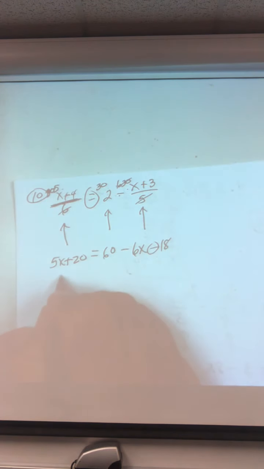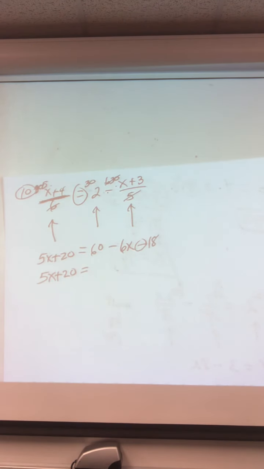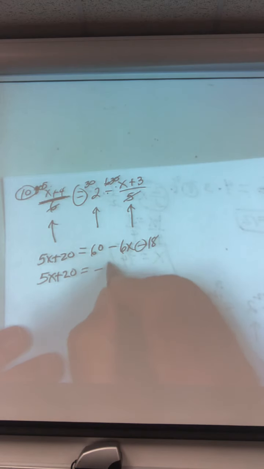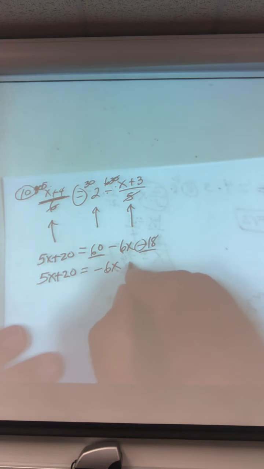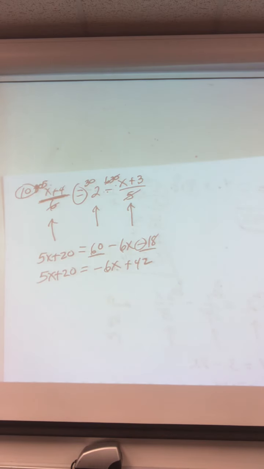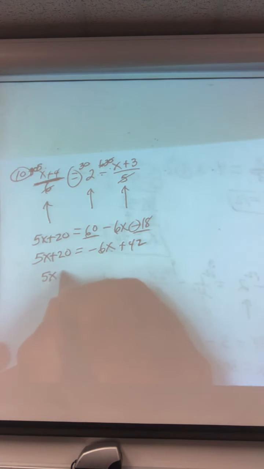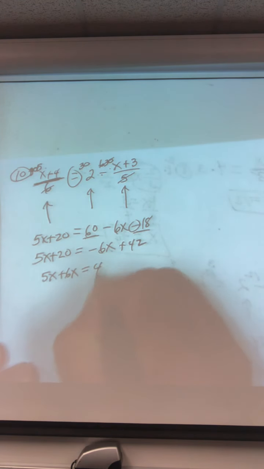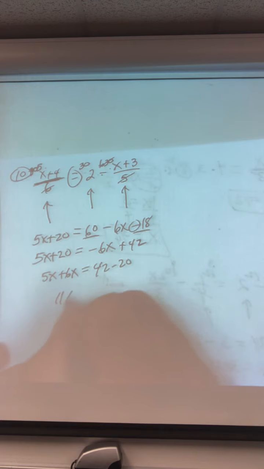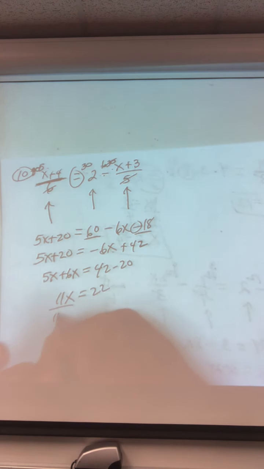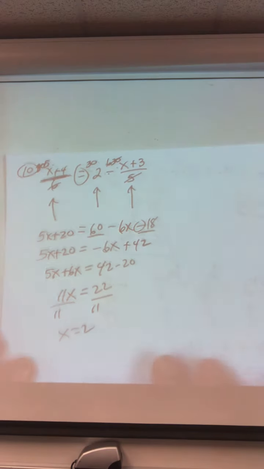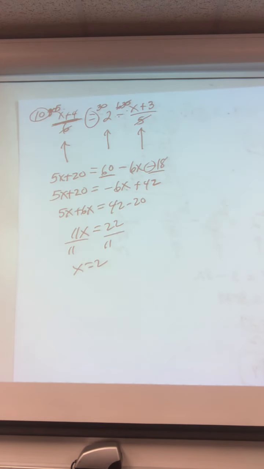Okay, now you can't do anything to the left side. The right side would be, bring down the negative 6x, and then 60 minus 18 would be plus 42. Now get your x's on one side, get your numbers on the other. And this would be 11x equals 22. Divide by 11 to get x equal to 2. One solution to that problem.